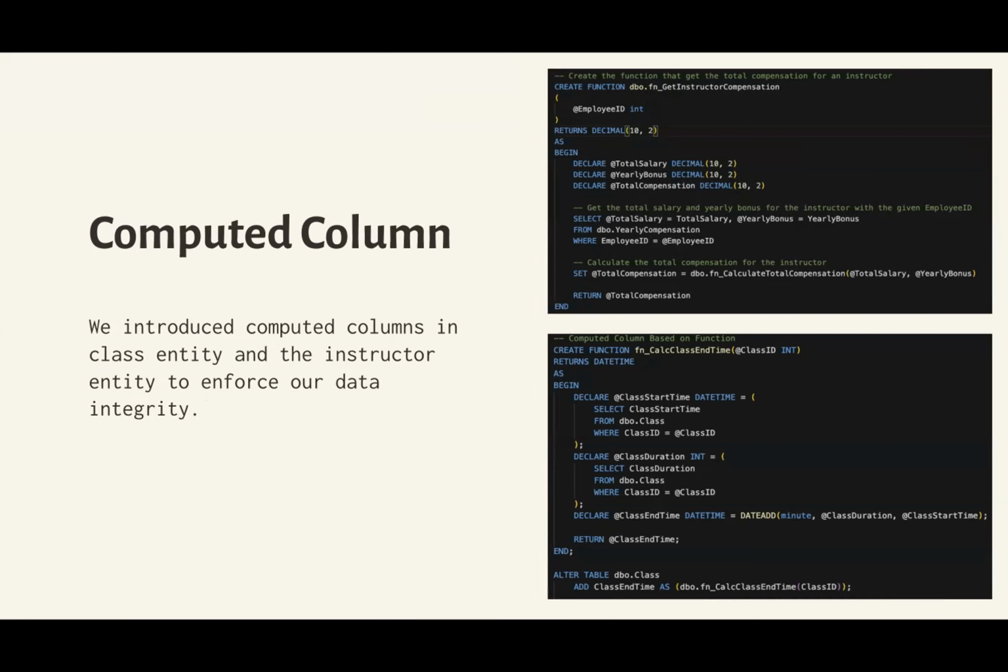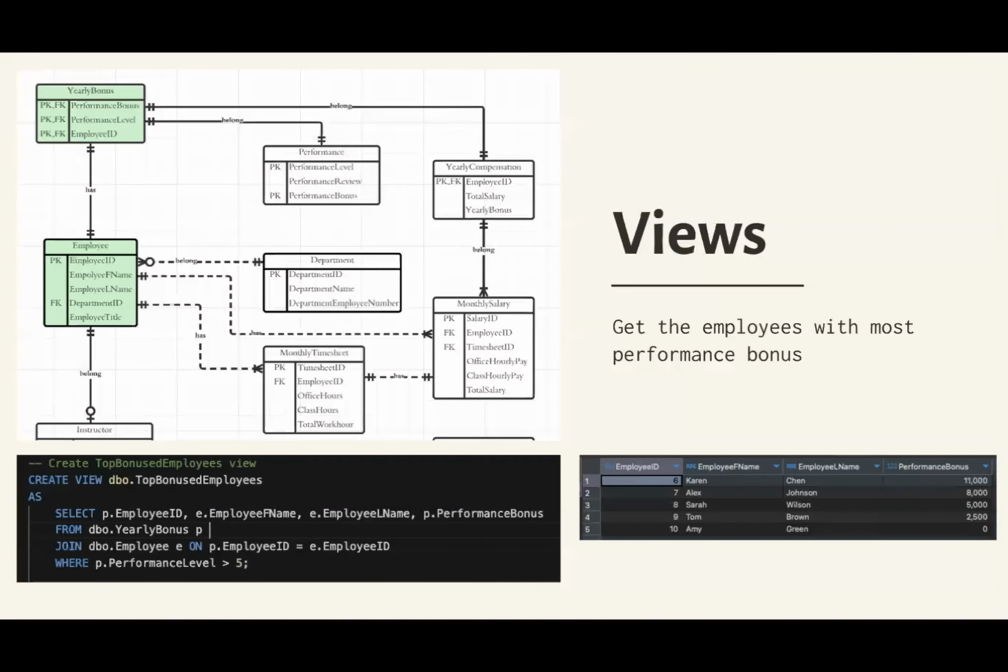So next, let's invite Yunjia to introduce our views. Our team created 3 views for reporting purposes. The first one is to get employees with the most performance bonus. We use 2 tables and filter for performance level that is greater than 5 to get the list of employees matching the requirement. Next, please.